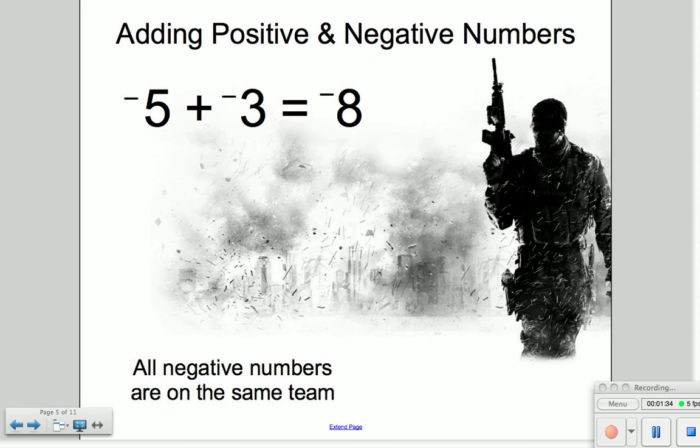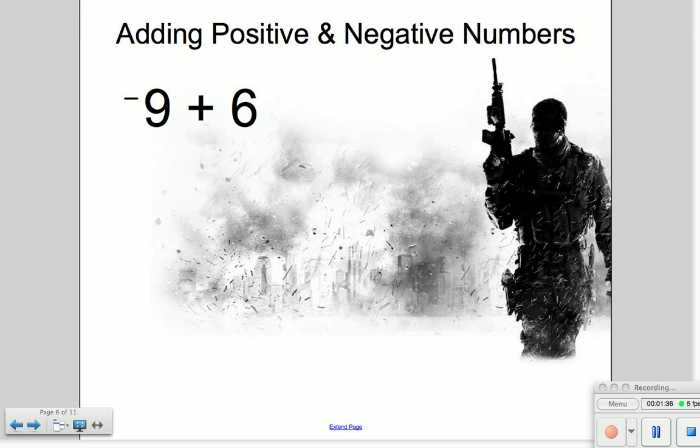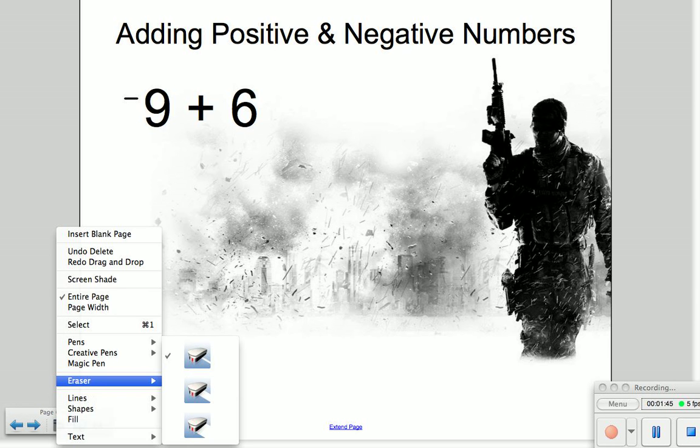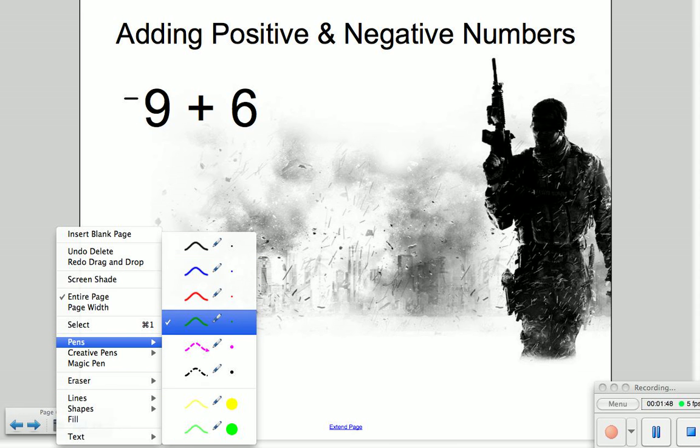Now comes the fun part. What happens when you take soldiers from the negative side and you add them to soldiers from the positive side? Ooh, something not nice is going to end up happening. All right, let's try to visualize this for a second.